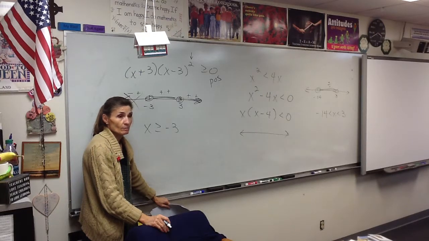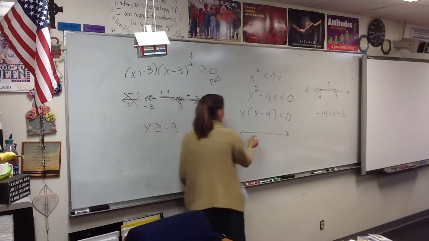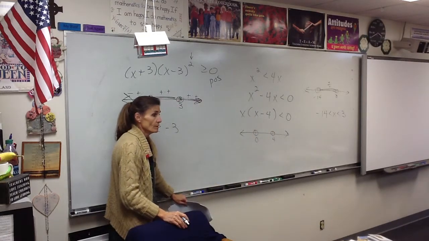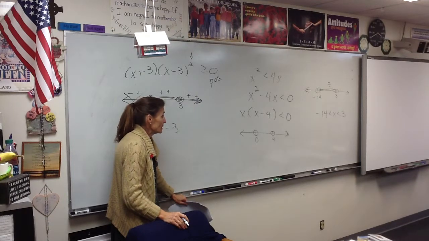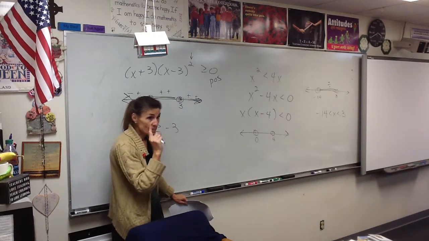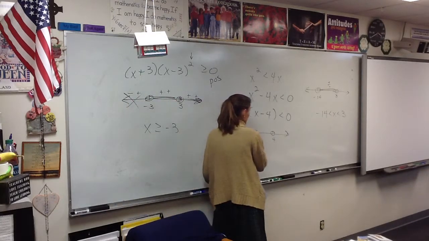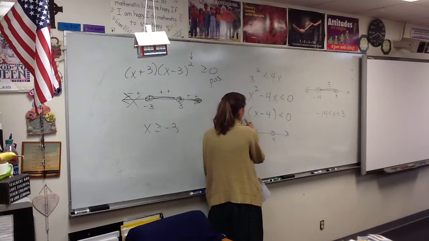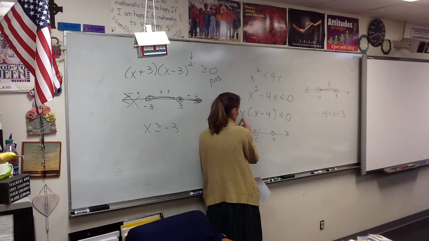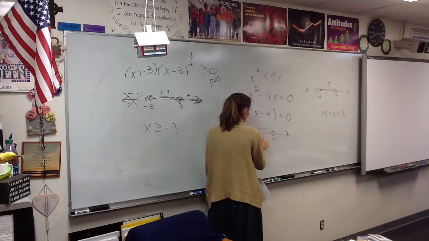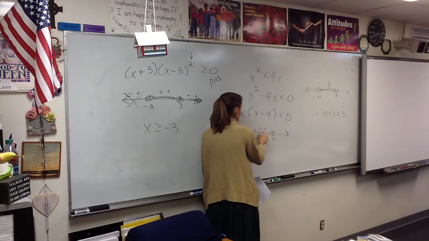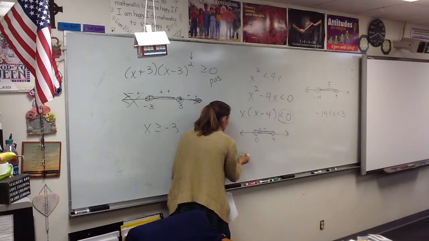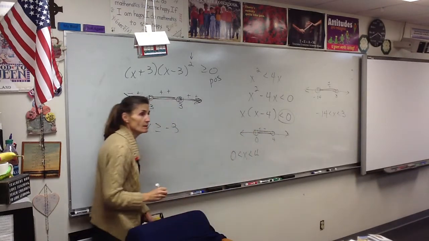Where do the dots go? I have a dot at 0 and a dot at 4. There's no squares or anything, so I only need to check 1 point, but I can't check 0. So what number do you want to check? 1. All right, 1's right here. If I put 1 in, I get a positive times a negative. Does that work for me? Yep. So my answer is everything between 0 and 4.